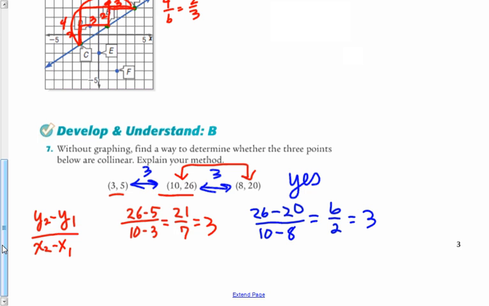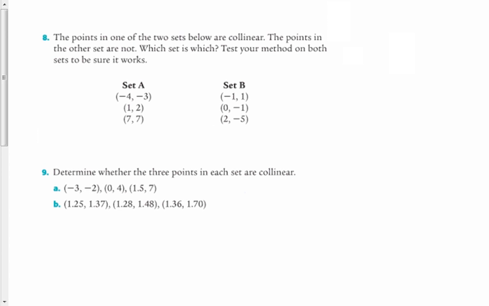If they weren't collinear, that means that they would be like maybe this between those 2 points, and then up here, and notice what happens then. The slope changes.